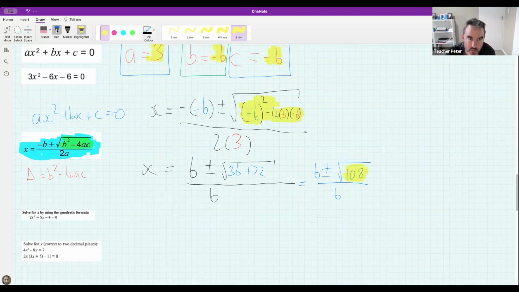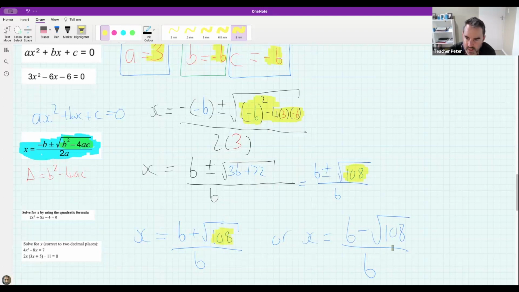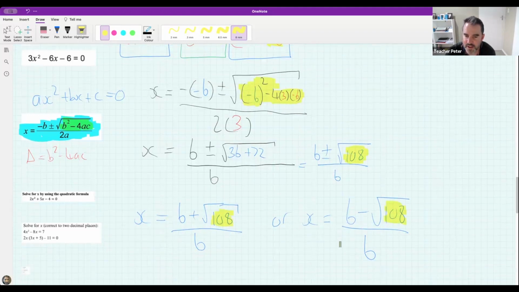Now, 108 is not a perfect square, so delta is not a perfect square. And when delta is not a perfect square, it means that the square root is an irrational number, and we get messy answers. So x is equal to 6 plus square root 108 over 6, or x is 6 minus square root 108 over 6. This is why the nature of the roots section, which we do later, matters. If delta was a perfect square, our roots would be rational, not messy. But the moment delta is not a perfect square, the answers come out as messy decimals.